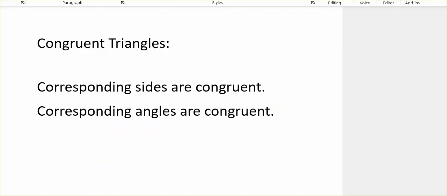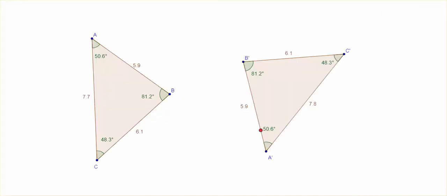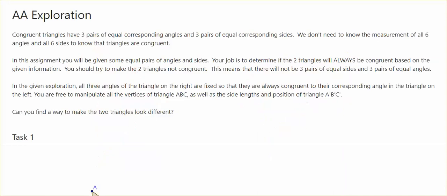Welcome. In this video, we're going to use Desmos to explore what information is needed to know that triangles are congruent. Remember, congruent triangles have corresponding sides that are congruent and corresponding angles that are congruent. But the question is, do we need to know all 6 pairs of parts are equal in order to be guaranteed to have congruent triangles?